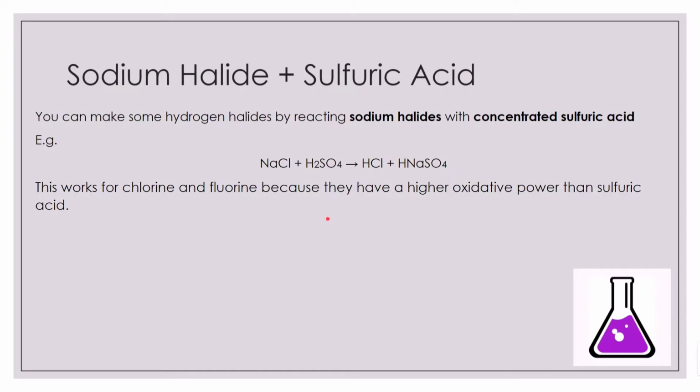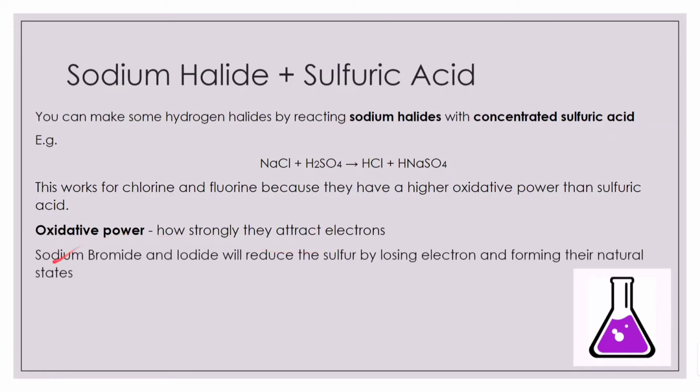This is because chlorine and fluorine have a higher oxidative power than sulfuric acid. And for a quick reminder, oxidative power is just how strongly the atom attracts electrons. This is why sodium bromide and iodide will not react with concentrated sulfuric acid to create hydrogen halides. This is because bromide and iodide have a lower oxidative power than sulfuric acid, so they will lose electrons to the sulfuric acid, hence forming their natural states.